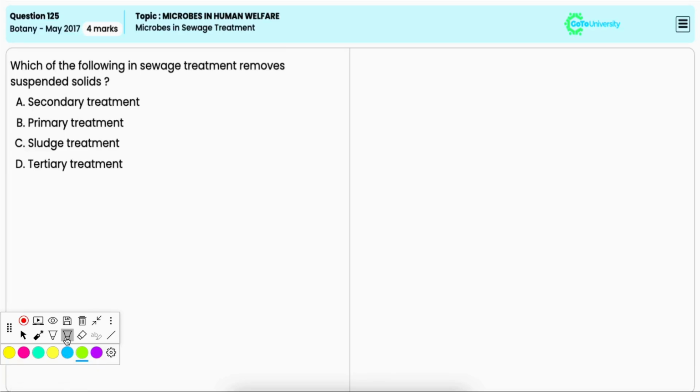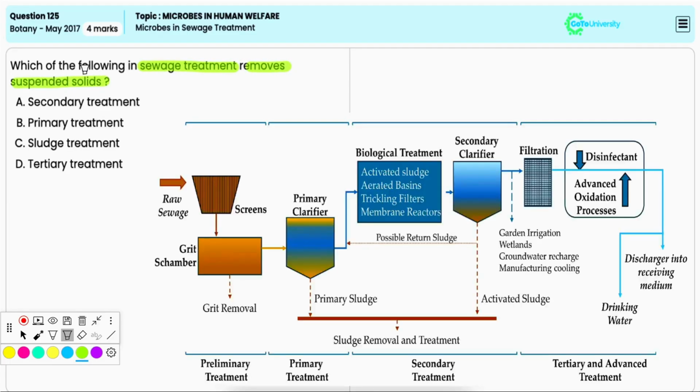In this question, you have to identify the step in sewage treatment that removes suspended solids. Option A, secondary treatment. It is incorrect because secondary treatment involves the biological breakdown of organic matter using microorganisms to degrade dissolved organic substances.